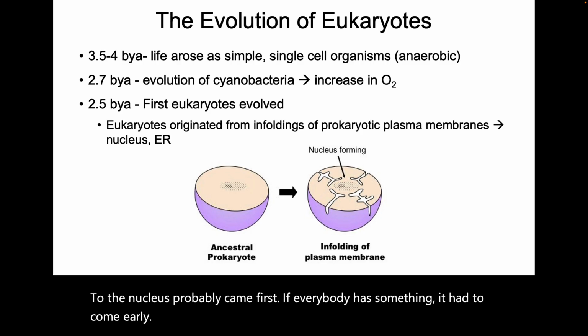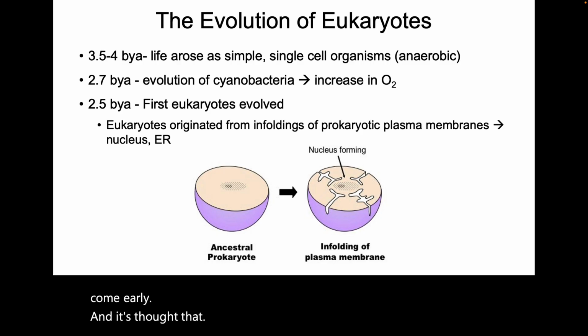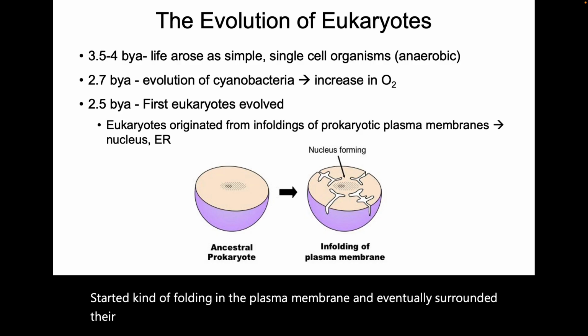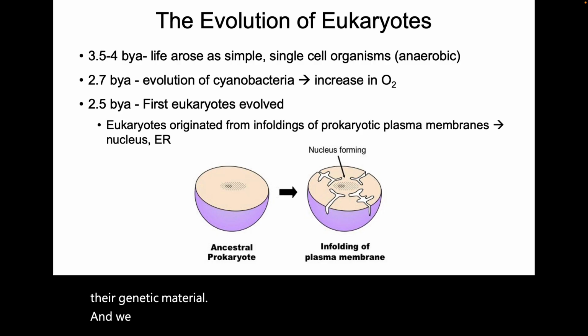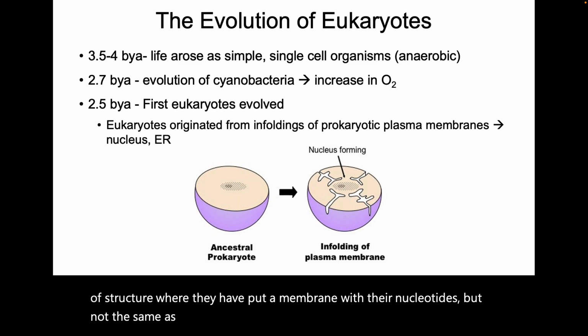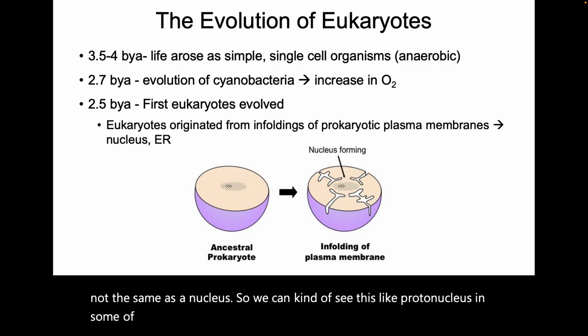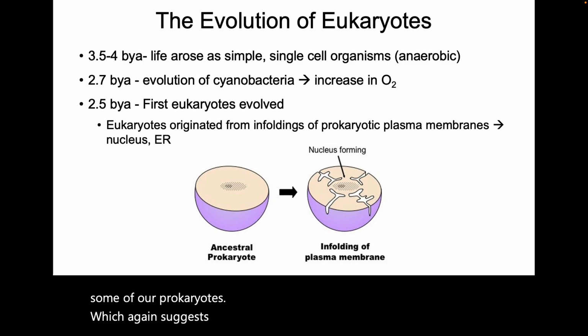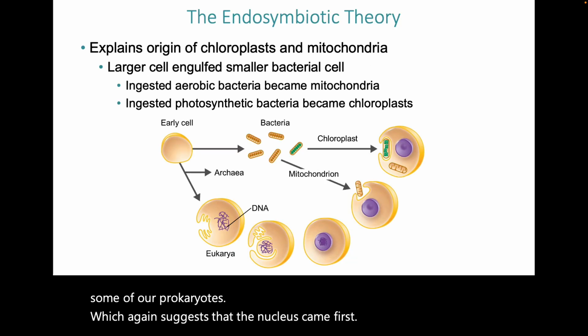And it's thought that the cell started folding in the plasma membrane and eventually surrounded its genetic material. And we do see some prokaryotes that have this kind of intermediate type of structure where they have put a membrane around their nucleotides, but not the same as a nucleus. So we can see this protonucleus in some of our prokaryotes, which again suggests that the nucleus came first. So then you have a nucleus.